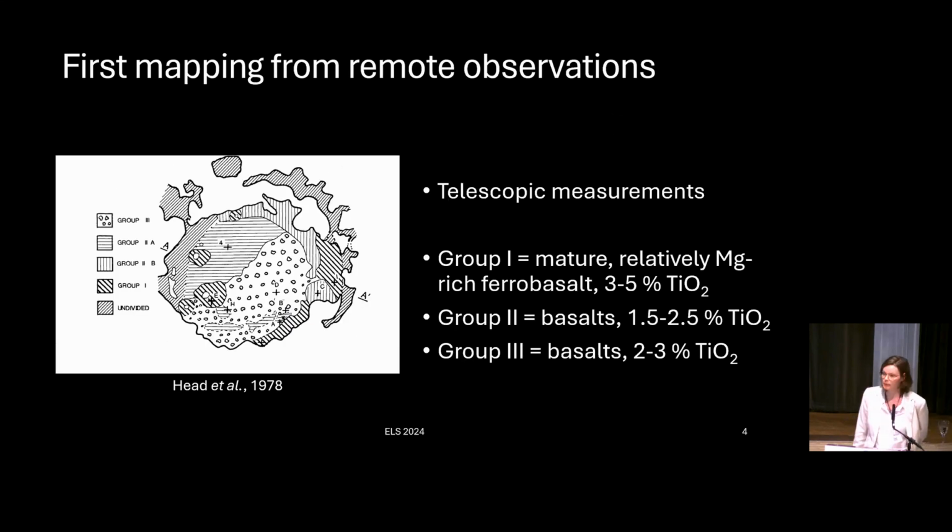Head and collaborators, after a campaign of telescopic measurements, established a mapping of the Mare Crisium. They grouped out mare units. There are 3 main mare units, and they relate to different TiO2 compositions. Group 1 would have 3 to 5% TiO2, group 2 would have 1.5 to 2.5% TiO2, and group 3, 2 to 3% TiO2.